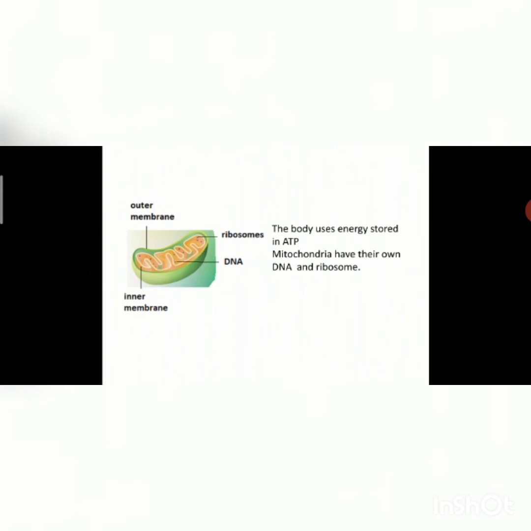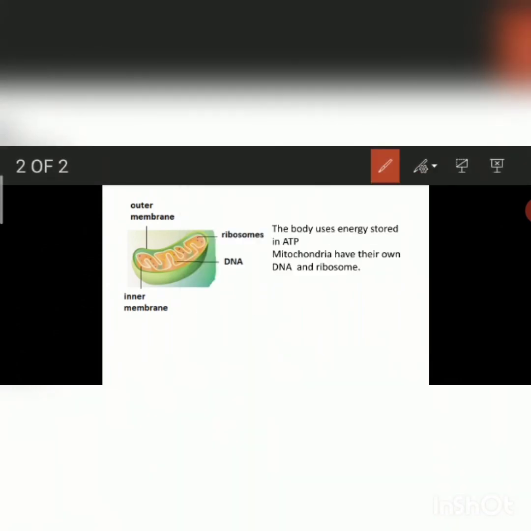Now the mitochondria is a strange organelle. It has its own DNA and ribosome. What is the function of the ribosome? It will help in making proteins. So the mitochondria is capable of making its own proteins.